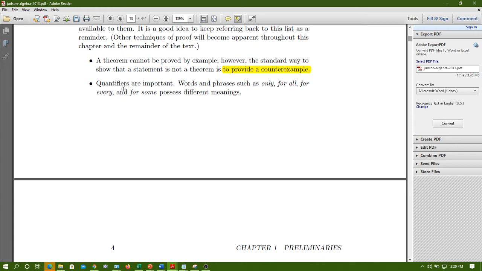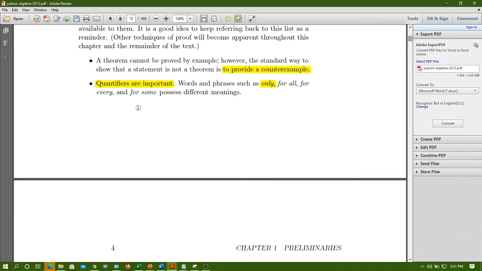Next, quantifiers are important. Words and phrases such as only, for all, for every, and for some possess different meanings. So I would like you to recall the lessons that we have in Mathematics in the Modern World about quantifiers: only if and only if, for all, for every, and for some.